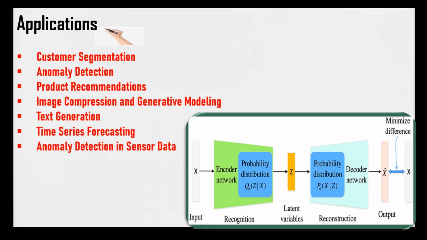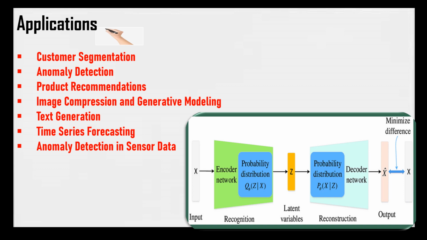It can be used in customer segmentation, that is a variational autoencoder can analyze the customer behavior, preference and demographics to identify distinct groups of customers who share common characteristics, and this information can be leveraged to tailor marketing campaigns, product offerings and promotions.